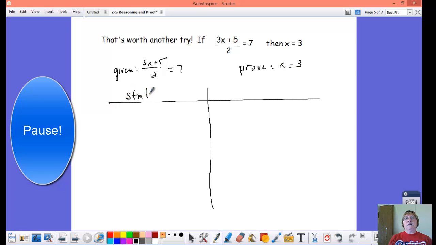Statements on the left. I'm going to abbreviate there. Reasons on the right. And we're going to fill in the given information to start with. 3x plus 5 over 2 equals 7.